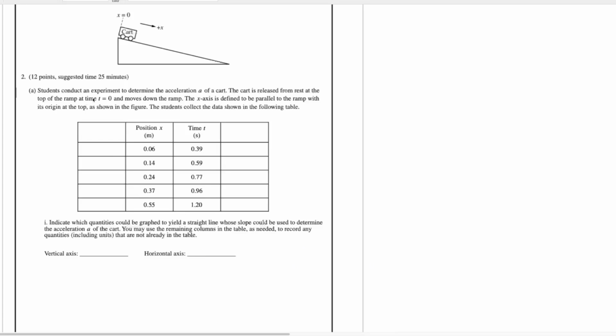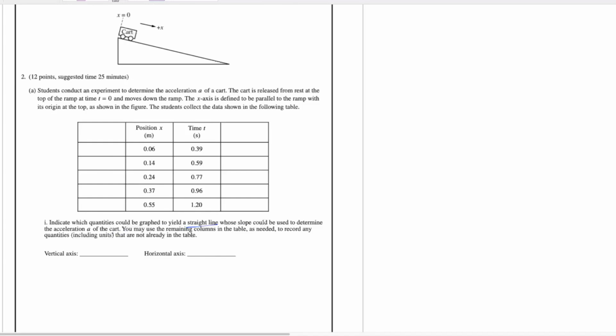Problem 2. Students conduct an experiment to determine the acceleration of the cart. The cart is released from rest at the top of the ramp at time t equals 0 and moves down the ramp. The x-axis is defined to be parallel to the ramp with its origin at the top. The students collect the data shown in the following table. Which quantity could be graphed to yield a straight line whose slope could be used to determine the acceleration of the cart?